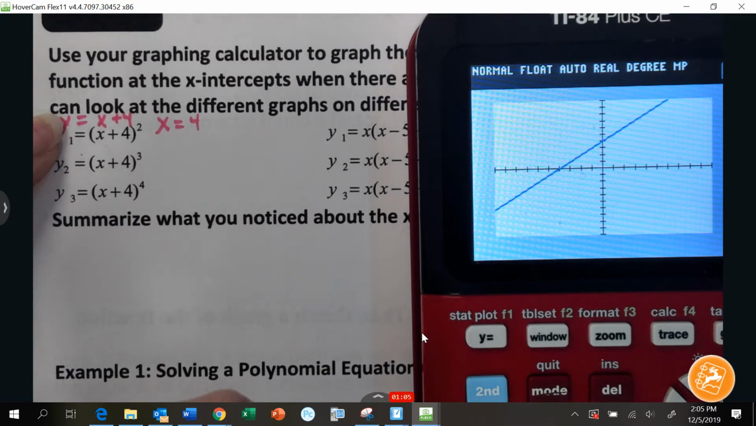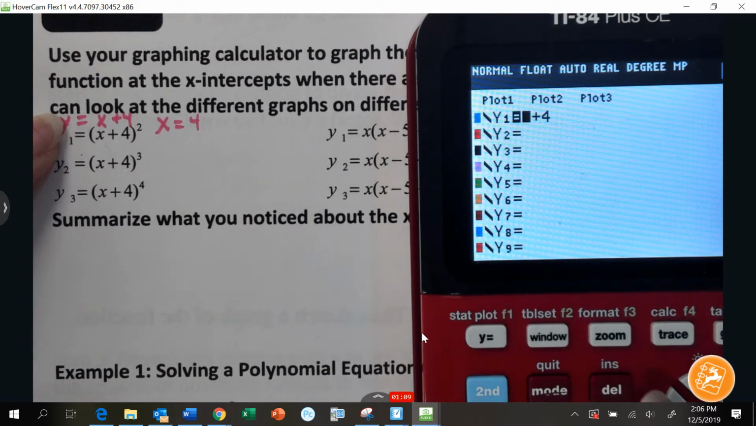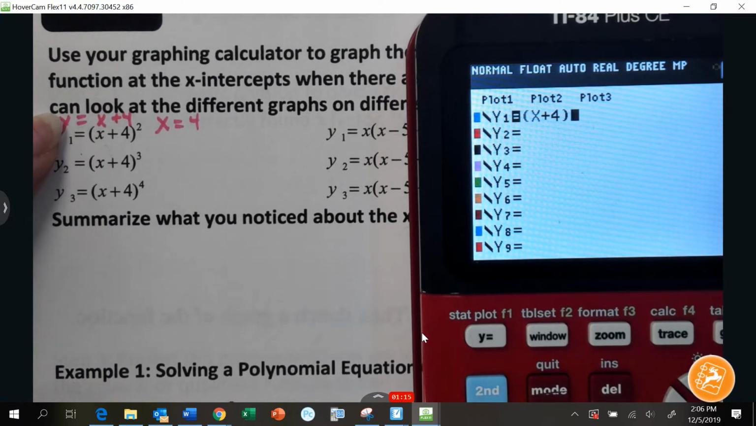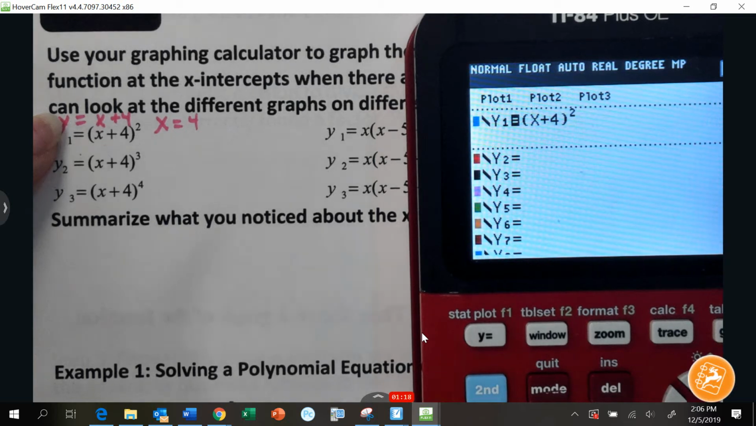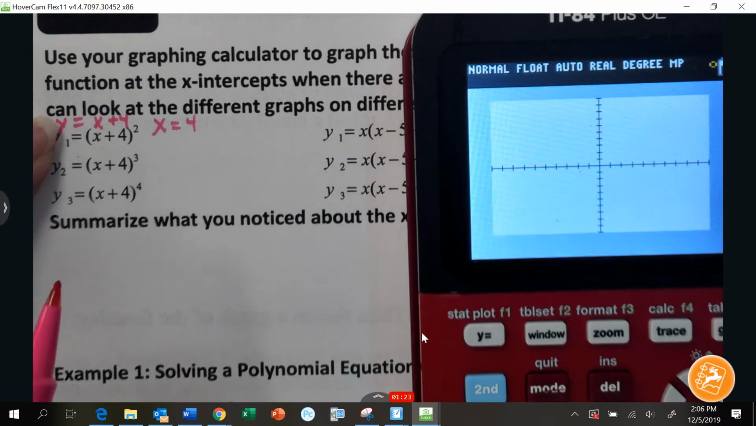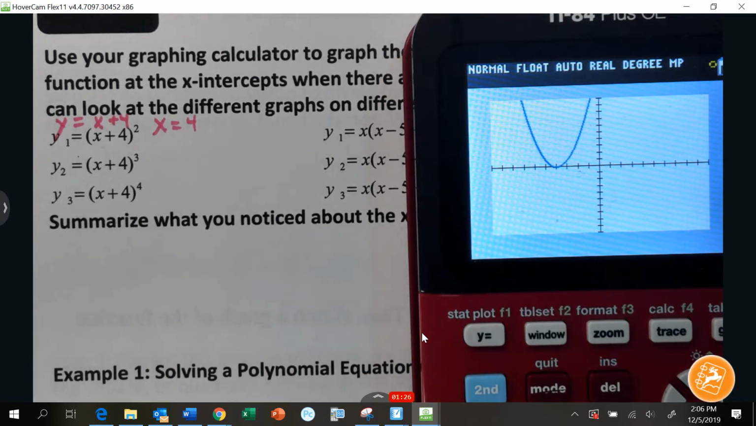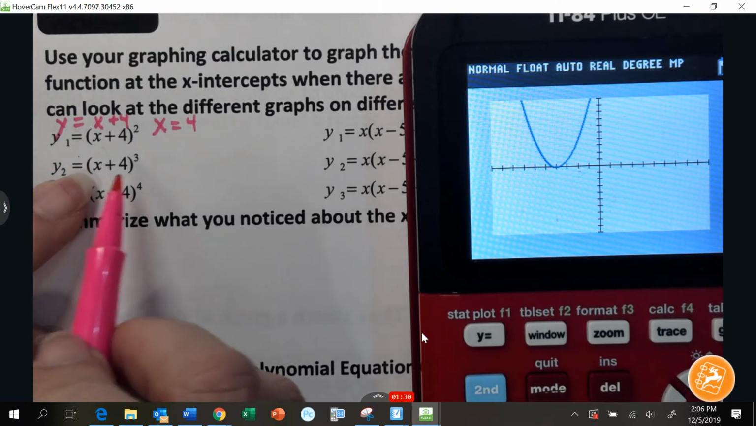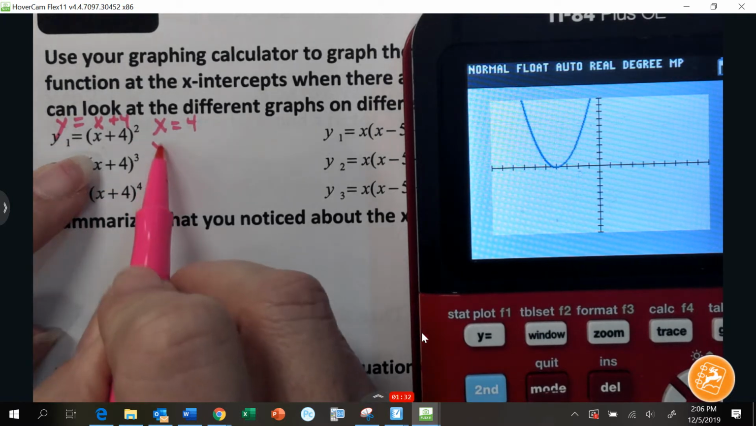So now I'm going to go back to y equals, and write parenthesis x plus 4, close parenthesis, and I'm going to square it. I'm going to hit graph again. So this time we're doing squared. And you're going to tell me, where is the x-intercept? -4, because we still have our factors as x plus 4. Oops, I didn't put a negative.